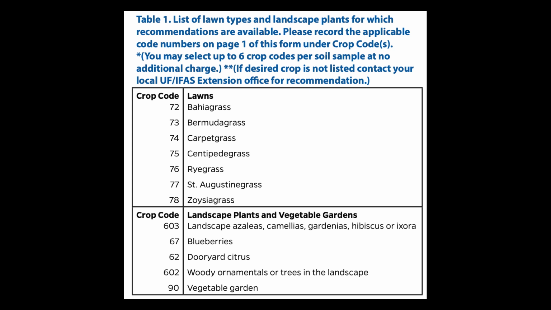If two plants are being grown together and they qualify for two different crop codes, then you can put both of the codes in the same crop code box on the form. Make sure to put the two codes within the same box, separated by a comma, in order to get both crop recommendations with the price of one test.